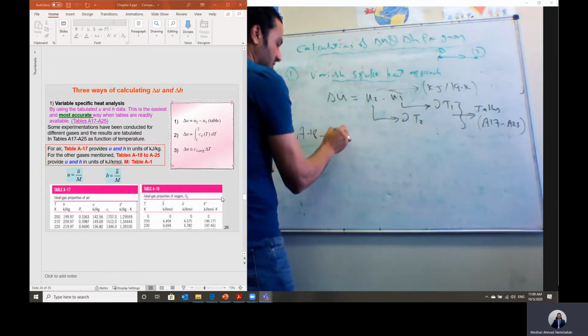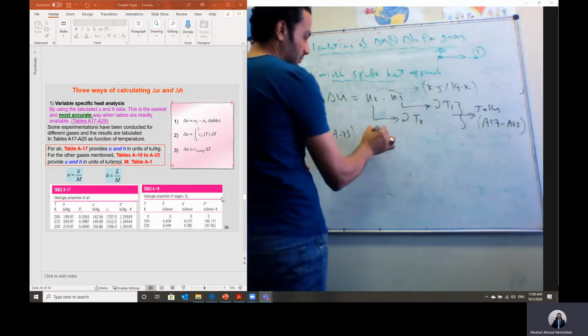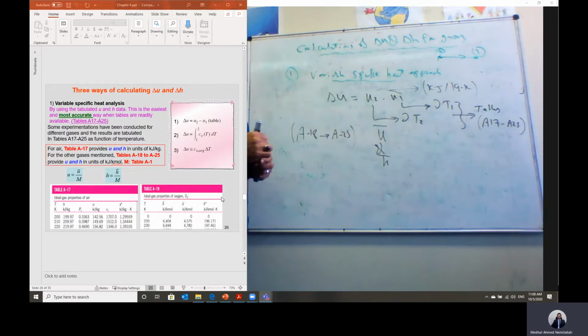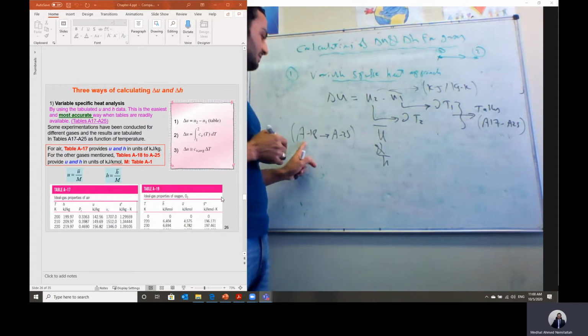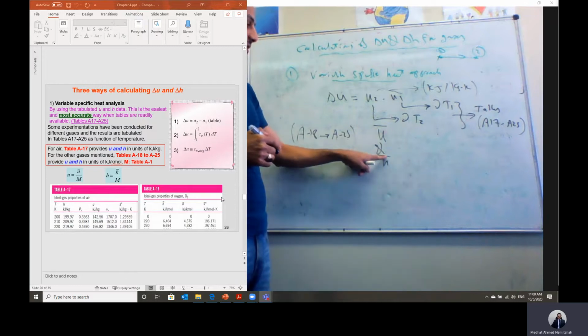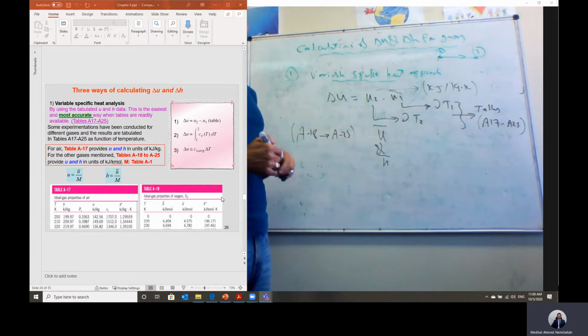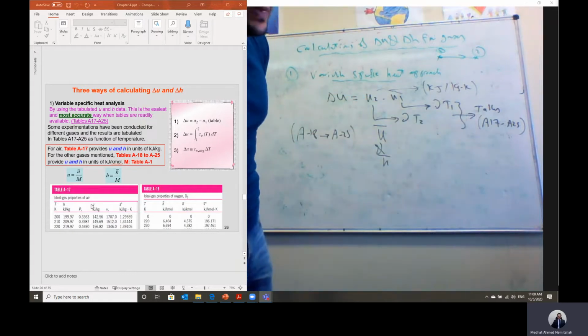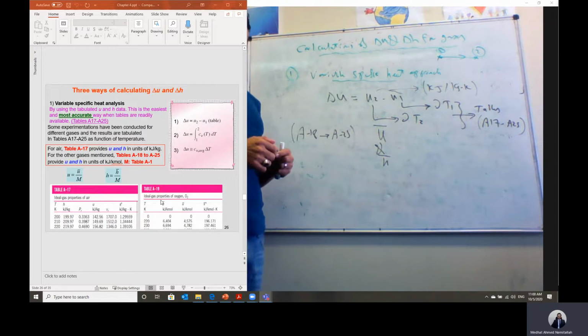from A18 to table A25, you will find the values of U and H are given per kilomole, not per kilogram. So the values listed in the tables from A18 to A25, the internal energy and the enthalpy, are given per kilomole, not per kilogram. Only the values in table A17 for air, the enthalpy and the internal energy as function of temperature, are given in kilojoule per kilogram. But for the other tables from A18 to A25, it is given per kilomole. So what should we do in this case?